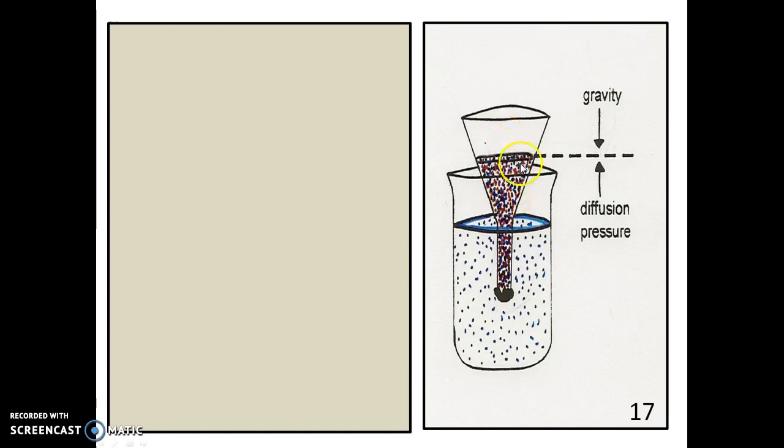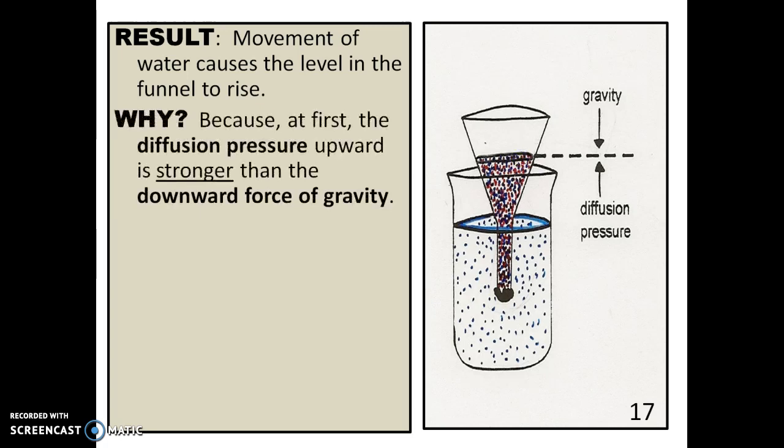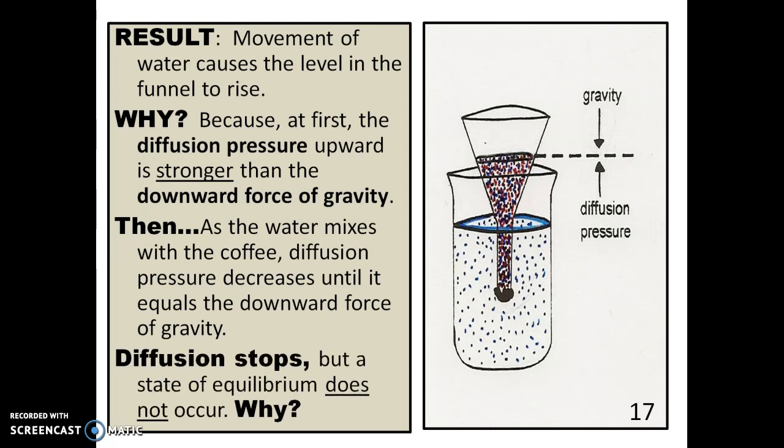But the good thing is it will not overflow, because the force of gravity pushing down will eventually equal the diffusion pressure pushing up, and it kind of freezes, stays in place within that funnel. Okay? So the movement of the water causes the level in the funnel to rise because of diffusion pressure. Then as the water mixes with the coffee, diffusion pressure decreases until it equals the downward force of gravity. Diffusion stops, but a state of equilibrium cannot be reached.